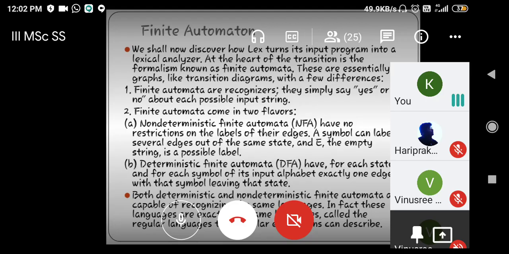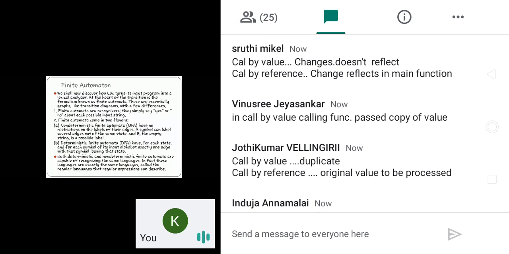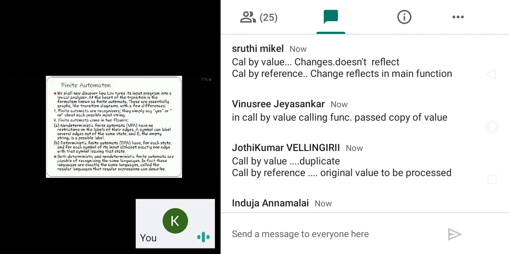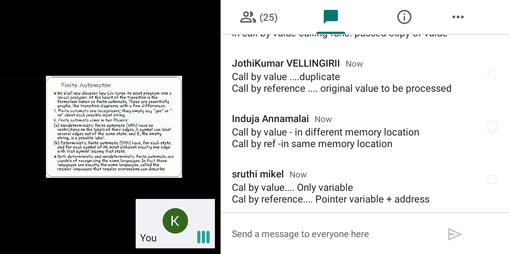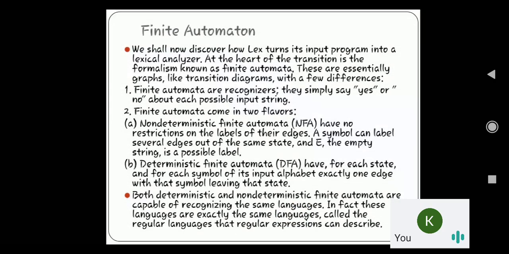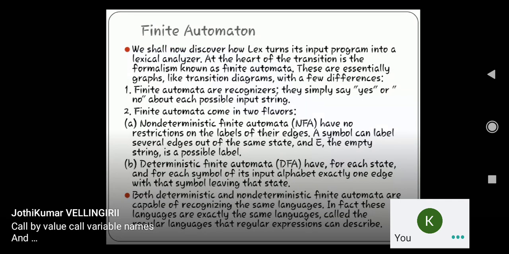Shruti has answered it very correctly, and then Jyoti Kumar also answered it correctly, and Vinusri: in call by value the calling function passes a copy of the value. Okay, the answer is right. And then Induja answered in different memory location, in same memory location. Okay. So most of you have answered it very correctly, so thank you for answering. And Jyoti Kumar: call by value, call by variable names.